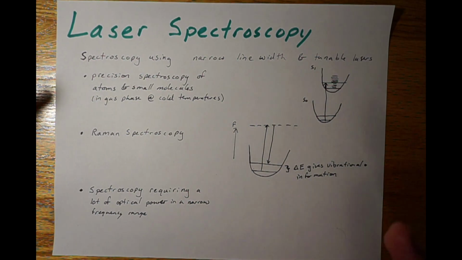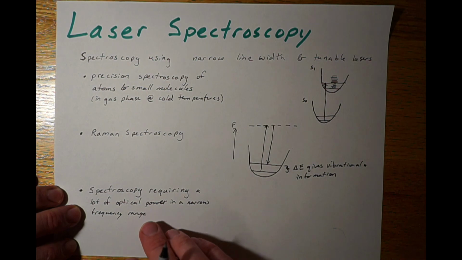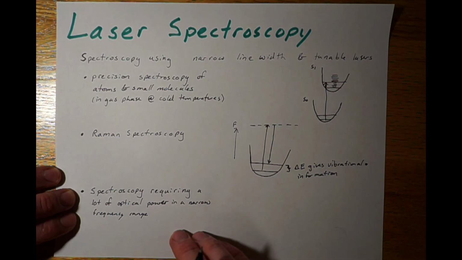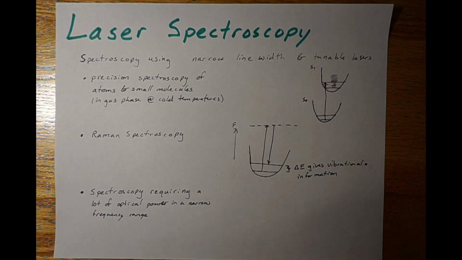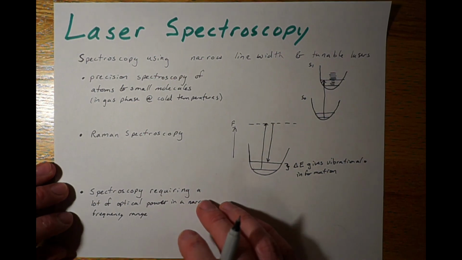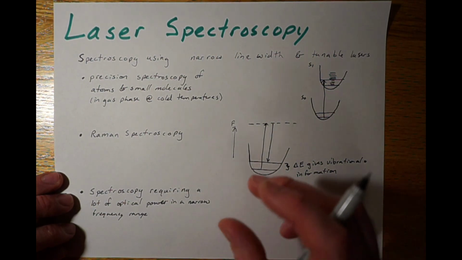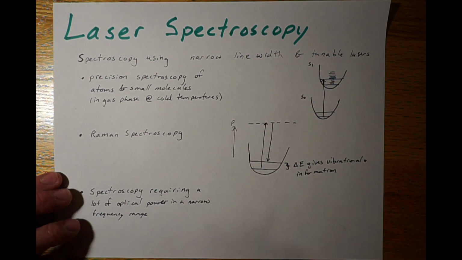So an example of that in my own research, I do spectroscopy involving very small numbers of molecules or even single molecules. And so there's an instance where I often need a laser source that has a lot of power in the frequency range that I'm looking at.